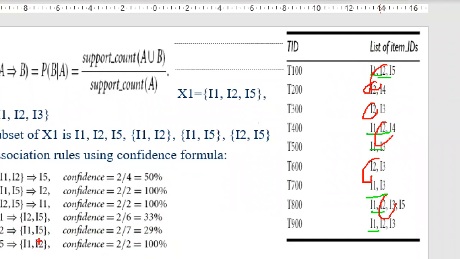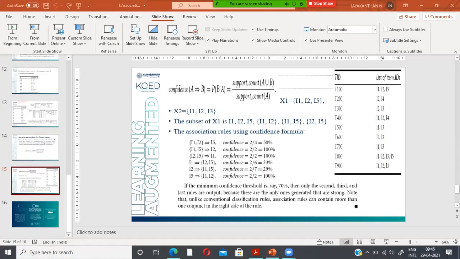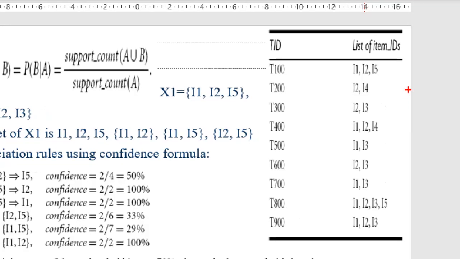Like I2, I1, I5: I1, I2, I5 occurs two times. Then I2 will come 7 times. Sorry, here I2 is 7 times. So 2 by 7 equals 10%. Next, I5, I1, I2. So I1, I2, I5 occurs two times. How many times does I5 occur? I5 occurs one time, two times. So 2 by 2 equals 100%.